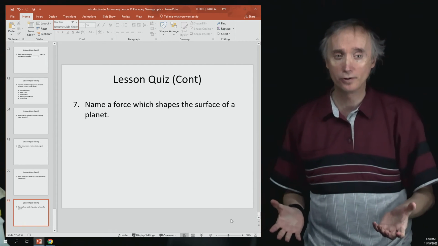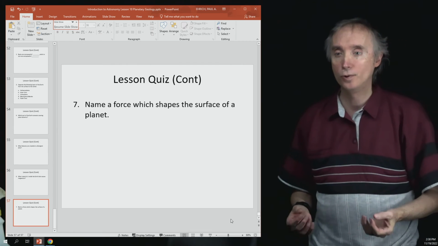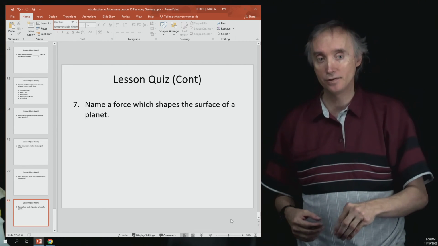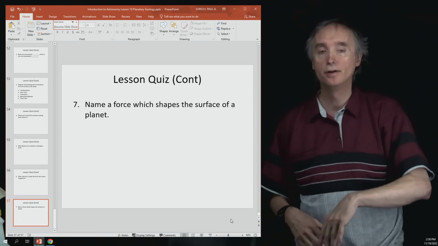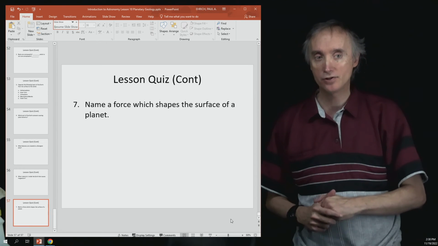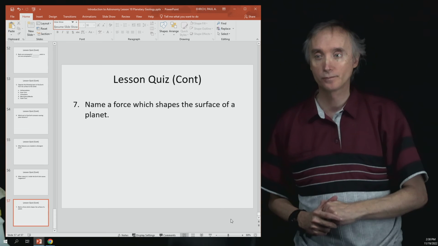Now, why is this important? Because we may not be able to land on a planet, but if we could look at the surface of the planet, we can make generalizations about what's going on.